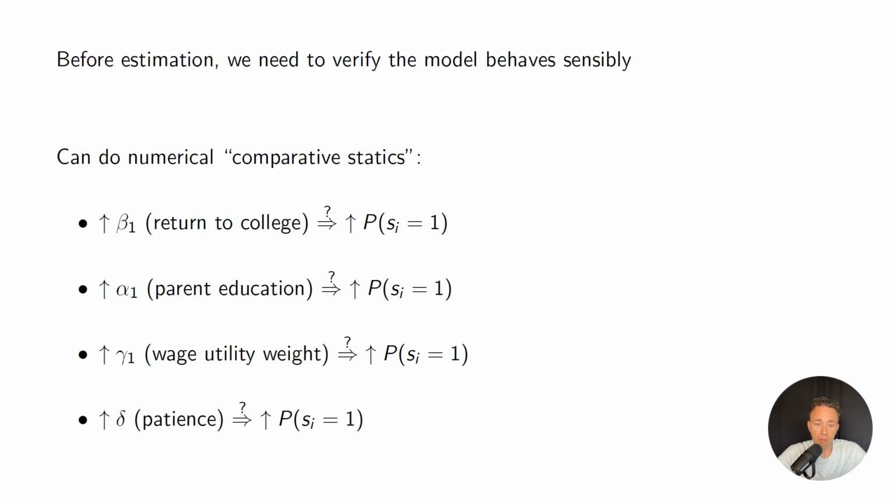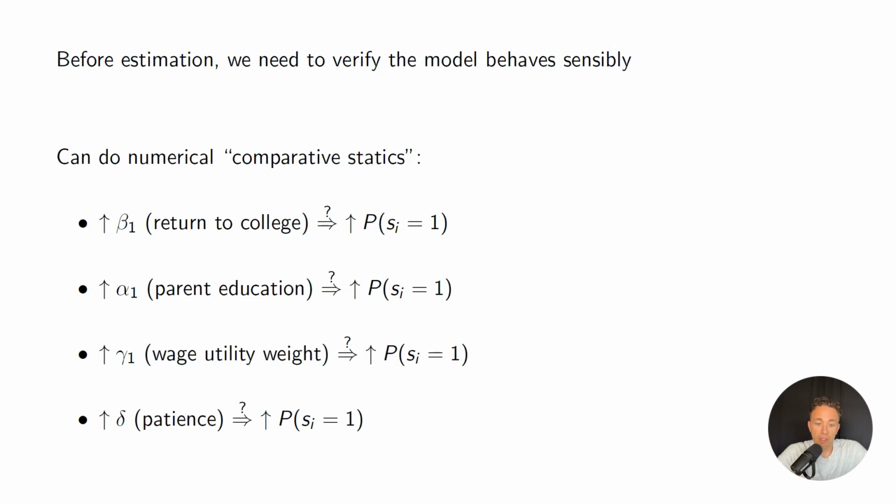So for the example that I've been walking you through with the returns to schooling, we would want to check that if we raised the premium to schooling in the wage equation and didn't change anything else in the model, then that would result in a higher optimal probability of choosing school. We might do the same thing with the parent education coefficient. If we increased its magnitude, then we would expect that to increase the optimal probability of choosing school.